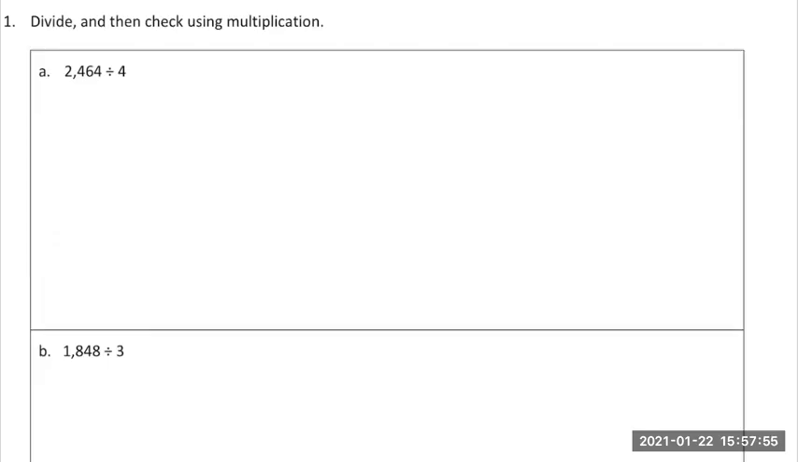Hi guys, so we are going to go over lesson 29. In lesson 29, we are dividing 4-digit numbers by 1-digit numbers. I am going to go through 2 examples and do these 2 problems, and then you guys should be good to do them on your own. If you need help to see the problems again, then go ahead and rewatch the video.